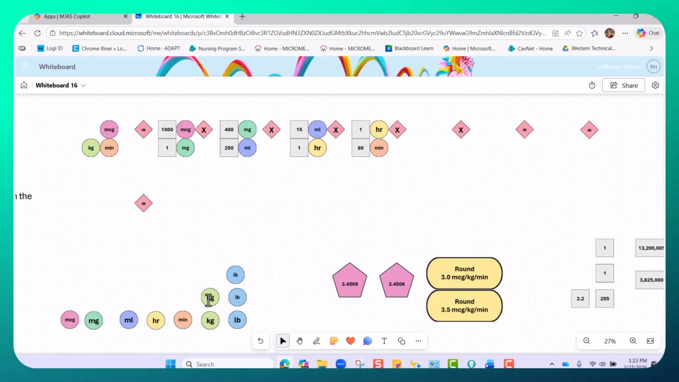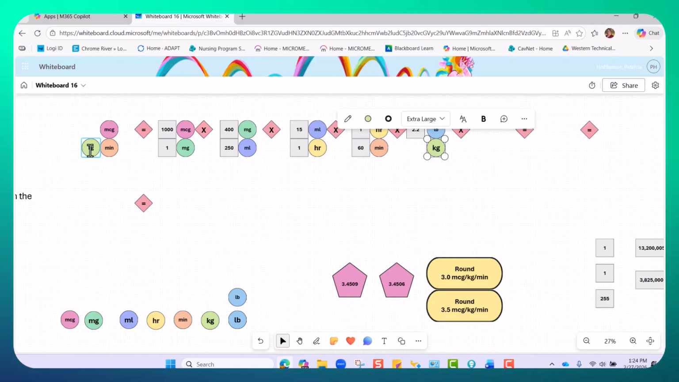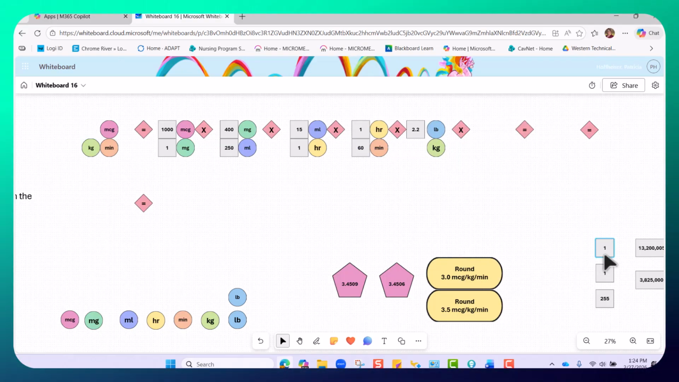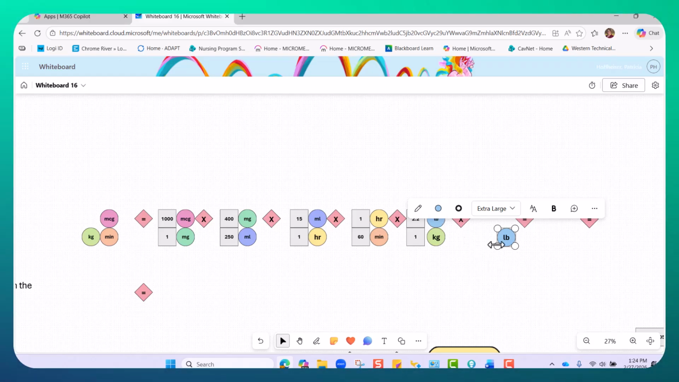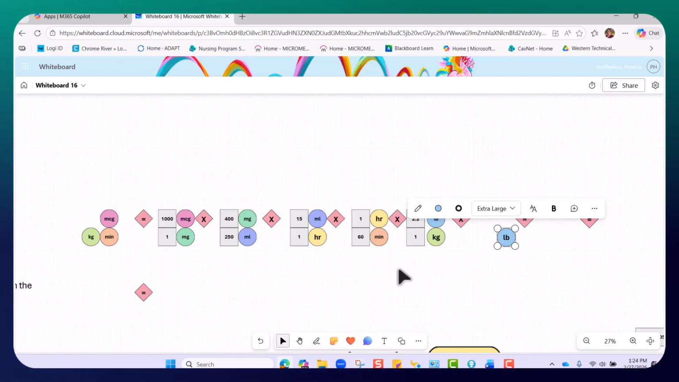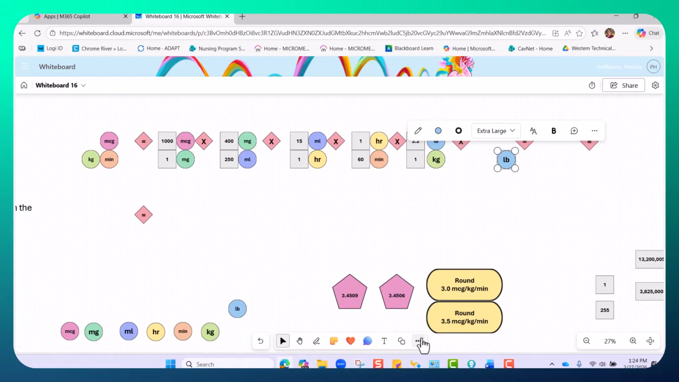So pounds is going to have to go on the top. And it's 2.2 pounds. And then kilograms has to go on the bottom because I need kilograms to be on the bottom. And it's for every 1 kilogram. All right, so now my patient is weighed in pounds, and because pounds is on the top of this fraction, I have to put pounds on the bottom of this fraction, and the students understand that they can flip fractions.